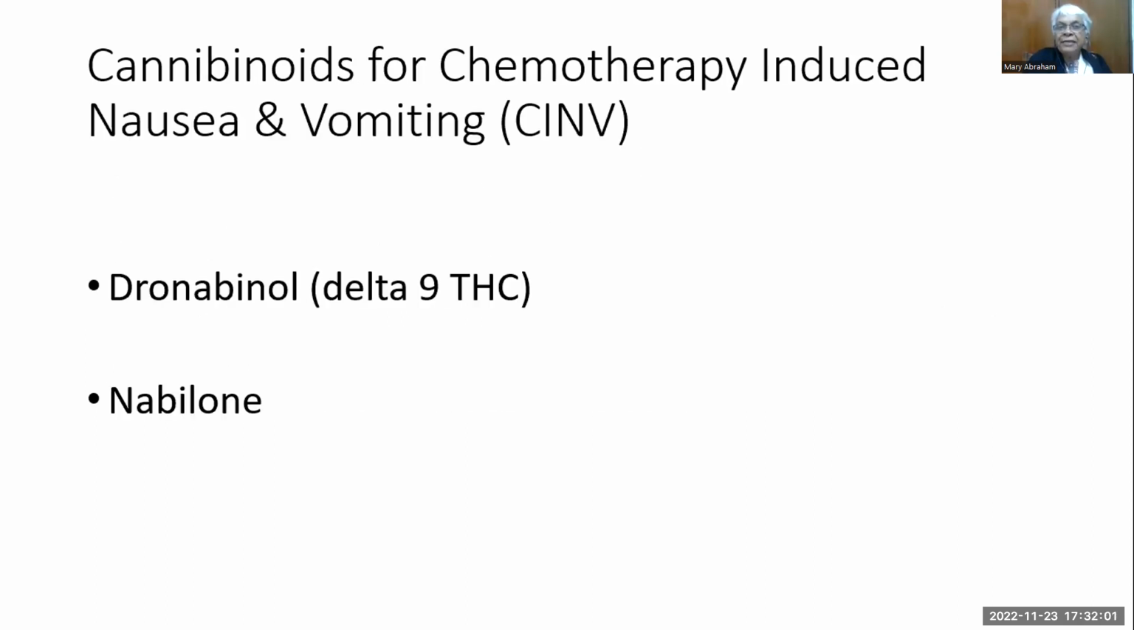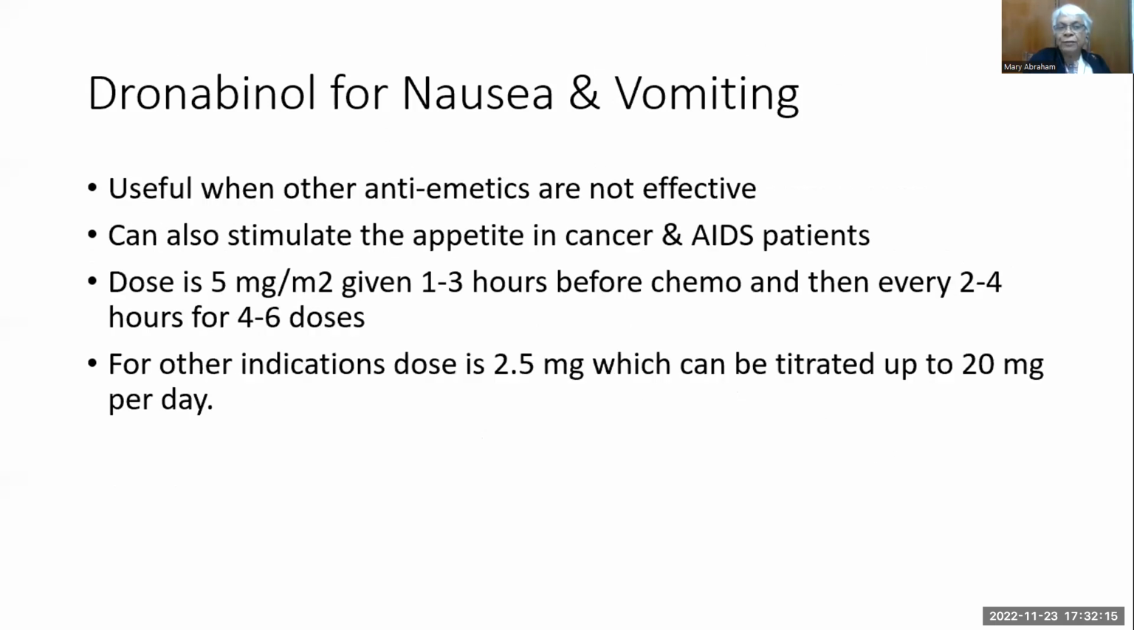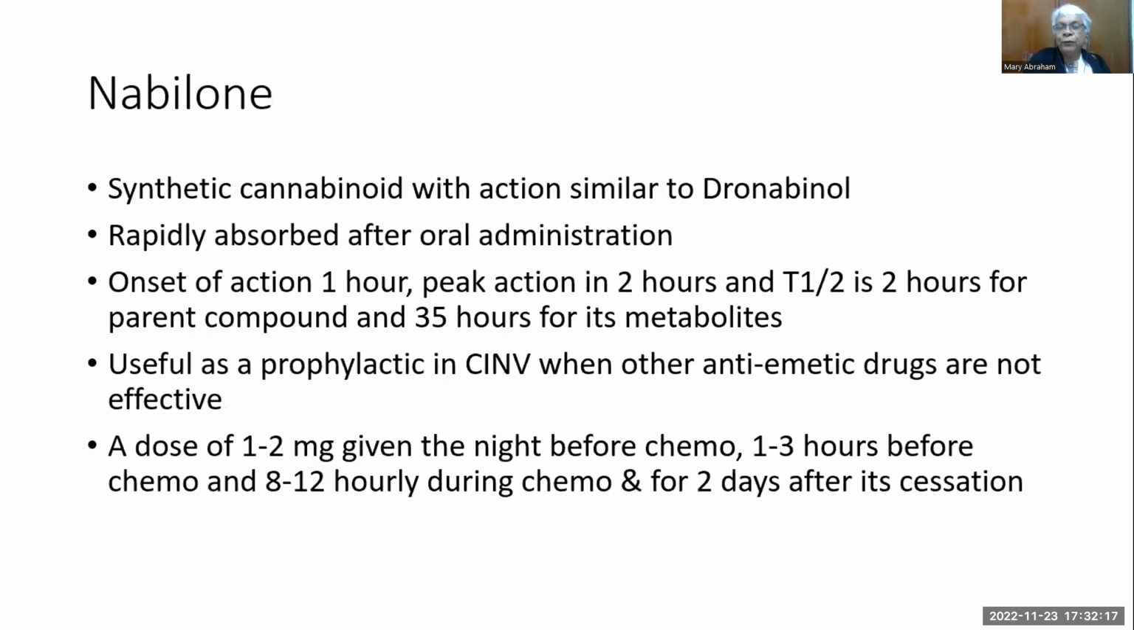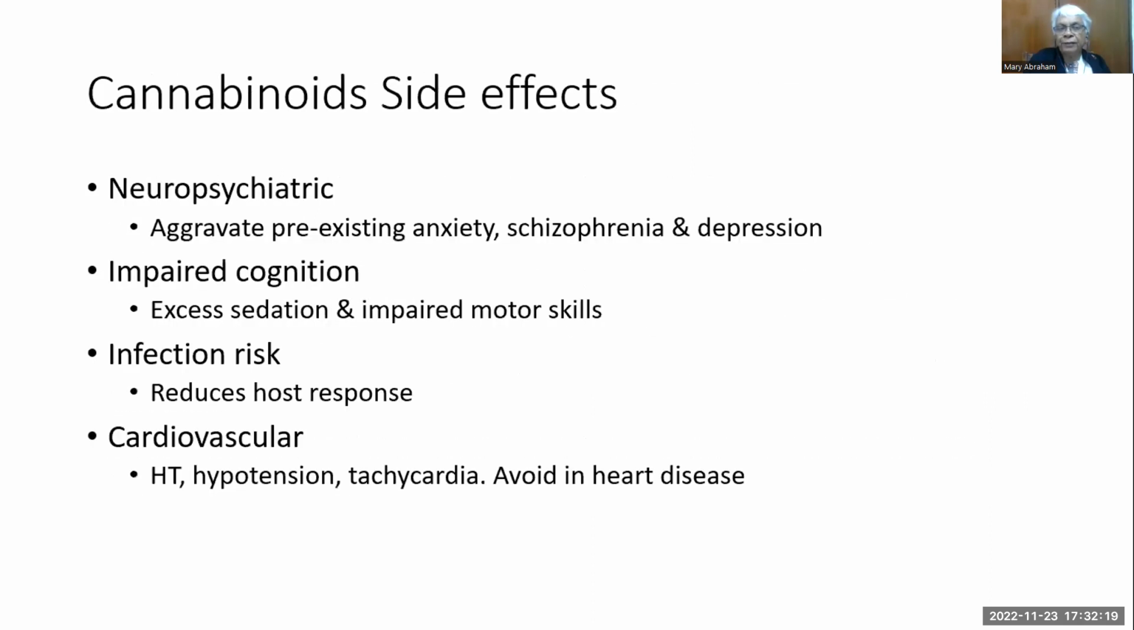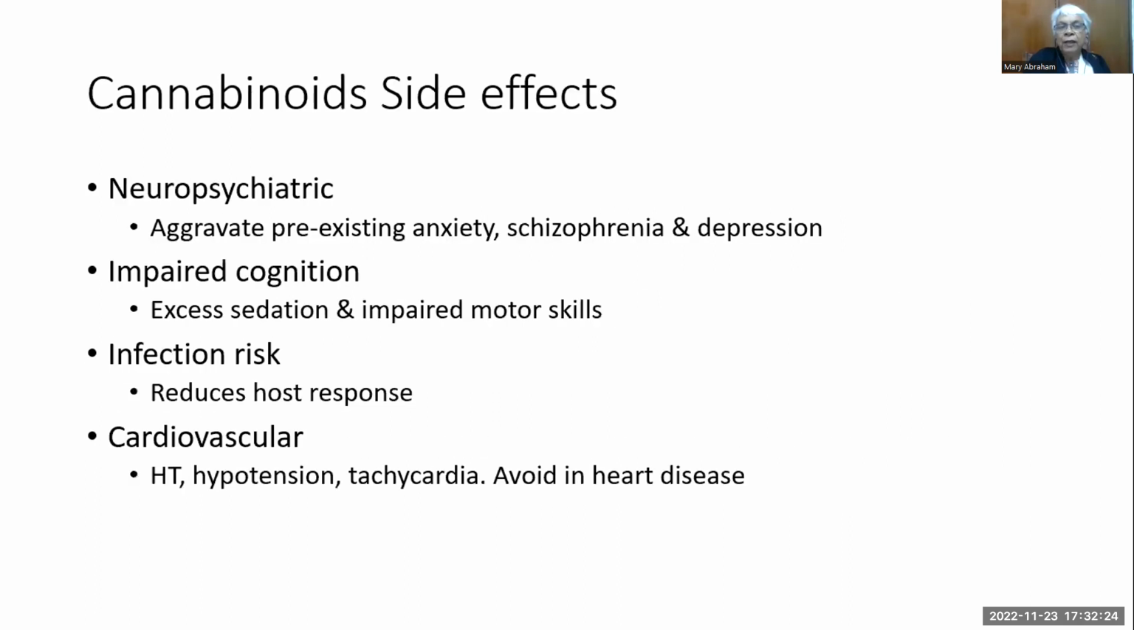Now, cannabinoids have also been used for chemotherapy-induced nausea and vomiting. And the ones that are used are the synthetic ones like dronabinol and nabilone. I won't go through it because that is beyond the scope of this talk. My talk is on difficult pain, so I'm not talking about chemotherapy-induced nausea and vomiting. So I'll just talk about the side effects of cannabinoids.